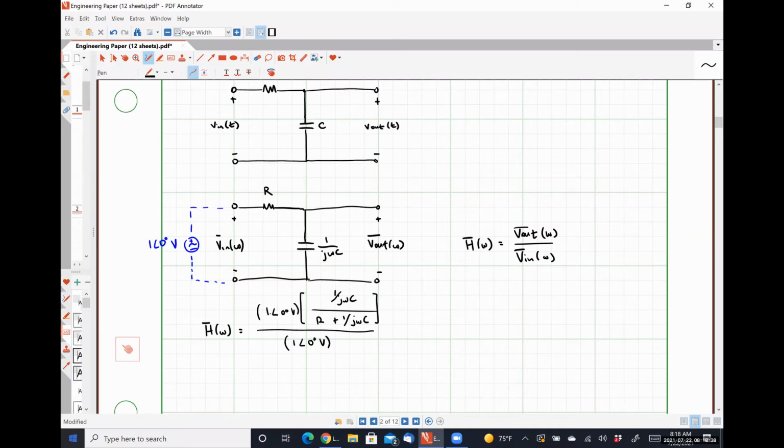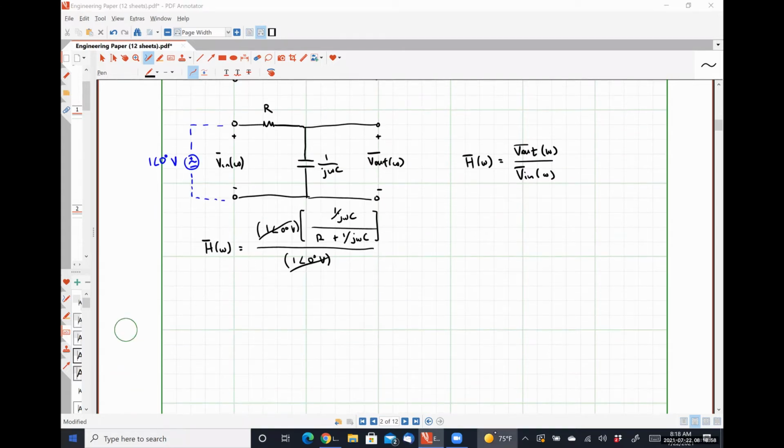We can see easily that the 1 angle 0 degrees cancels out. So looking at this as a voltage divider circuit makes determining the transfer function trivial, because it's just the impedance ratio portion of that voltage divider equation. So I'm going to rewrite it as 1 over j omega C divided by R plus 1 over j omega C.